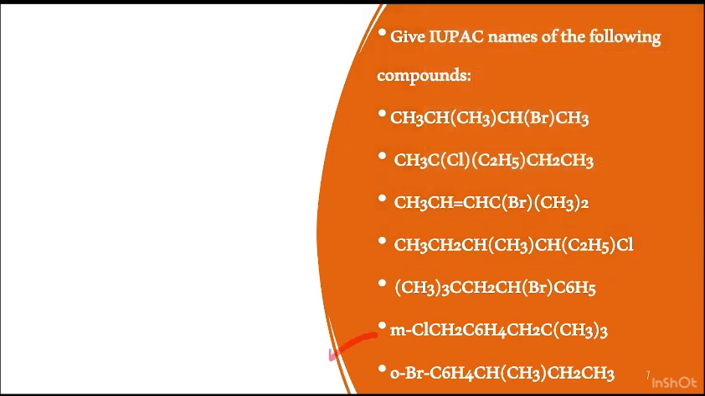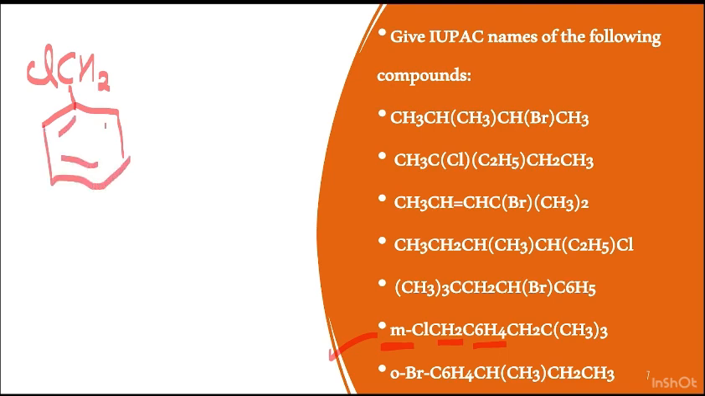Second last, M means meta. Metachloro, CH2, there is CH2 as you can see here. There is Cl and there is C6H4. That means this is attached to benzene. Meta position, wherever you have a particular attachment, then this would be meta corresponding to that. At meta position, CH2, C and then 3 methyls. 1, 2, 3.